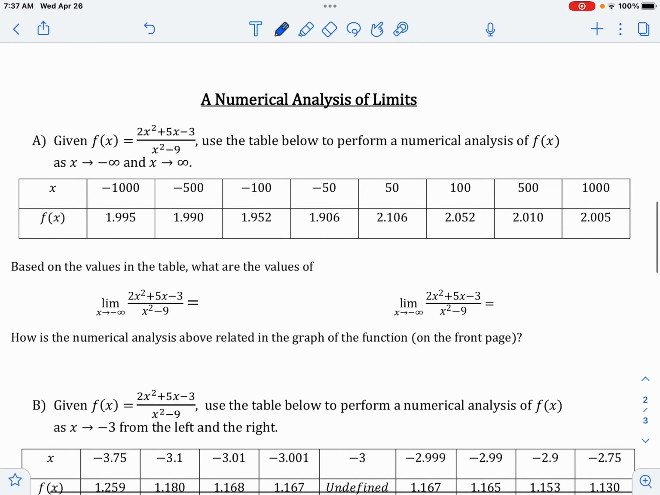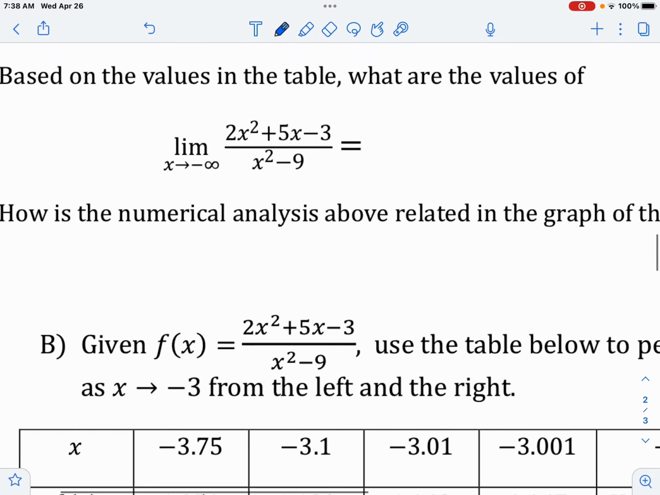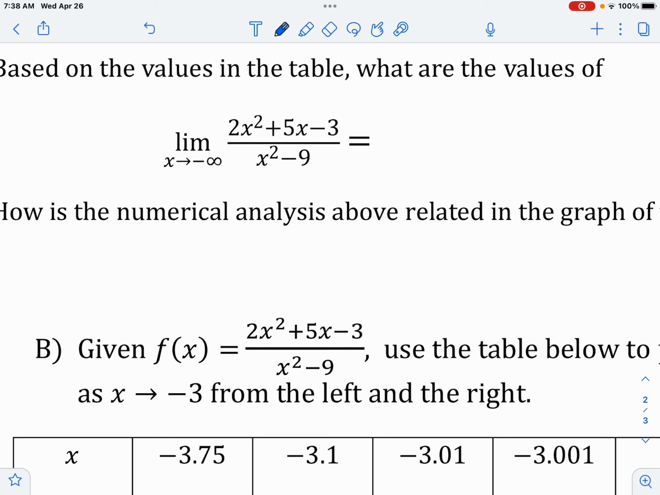Now we're going to look at a numerical analysis of limits of the same function. Notice it says given f of x, which is the same function as the one graphed above, use the table below to perform a numerical analysis of f of x as x approaches negative infinity and positive infinity. So here's the table with numerical analysis. Based on the values in the table, what are the values? The limit as x approaches negative infinity.